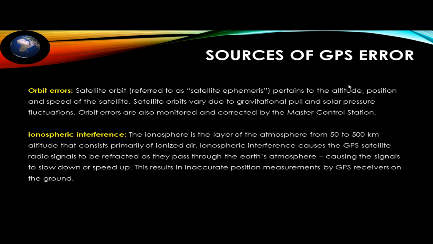Orbit errors should also be taken care of by the master control stations. Ionospheric interference means we have different layers of atmosphere around the Earth's surface. From 50 to 500 kilometers altitude we have the ionosphere layer, which consists primarily of ionized air. This ionospheric interference causes the GPS satellite radio signals to be refracted as they pass through the Earth's atmosphere.